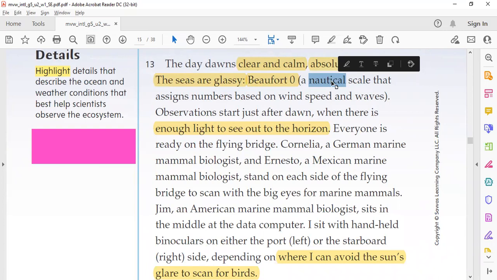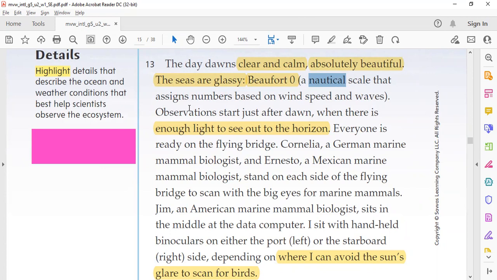What is the setting of the story, Muhammad? It's taking place where? In the ocean. Very good. So if you complete reading this sentence, what will you find? A scale that assigns number based on wind speed and waves. Yes, the wind speed and waves, right? So nautical is related to what?